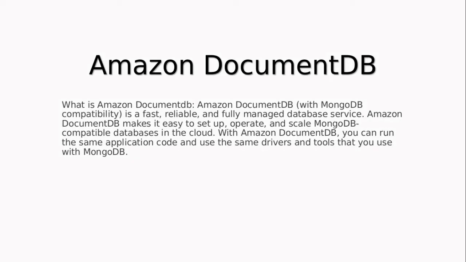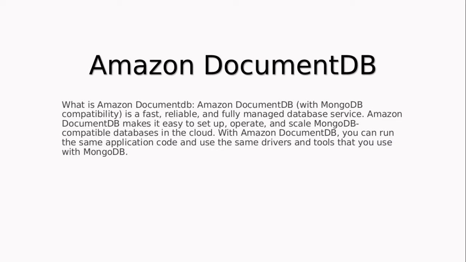In today's video we will learn how to launch Amazon DocumentDB via the AWS console. So what is Amazon DocumentDB? It's a MongoDB compatible database. It's a fast, reliable and fully managed database service. Amazon DocumentDB makes it easy to set up, operate and scale MongoDB compatible databases in the cloud.